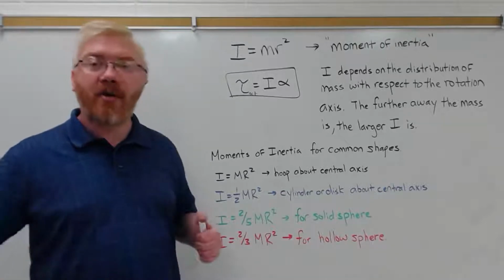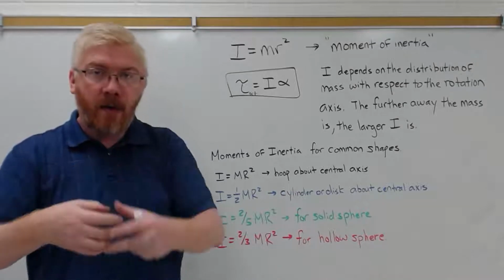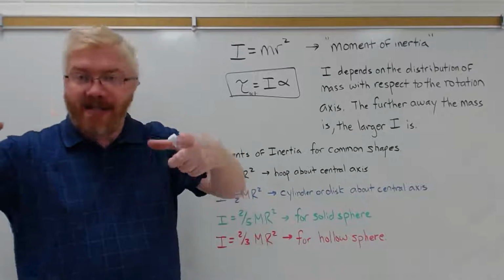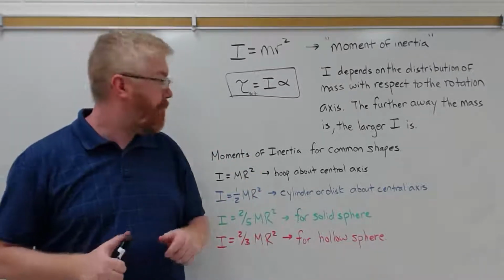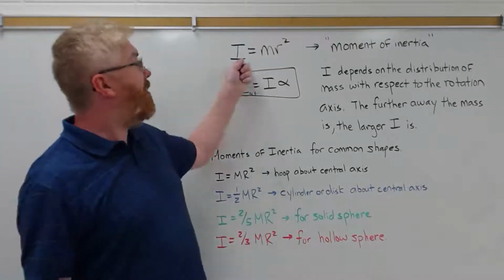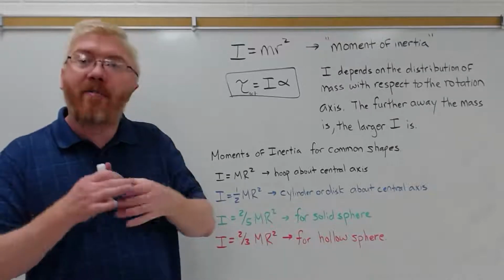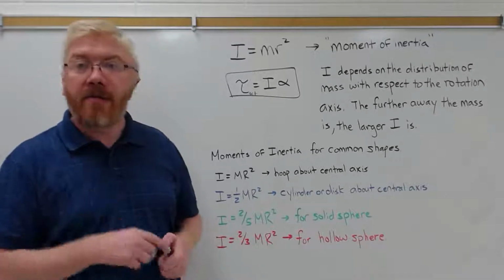So it's much easier to get a merry-go-round spinning if all the children are in the center, and much more difficult to get that merry-go-round spinning if all the children are sitting at the edge, the outer lip of the merry-go-round. So different shapes have different moments of inertia because different shapes have different distributions of where the mass is in that shape compared to the rotation axis.